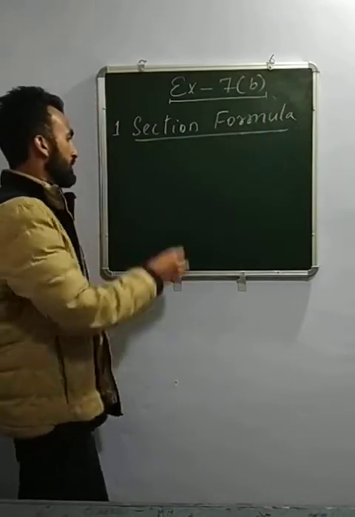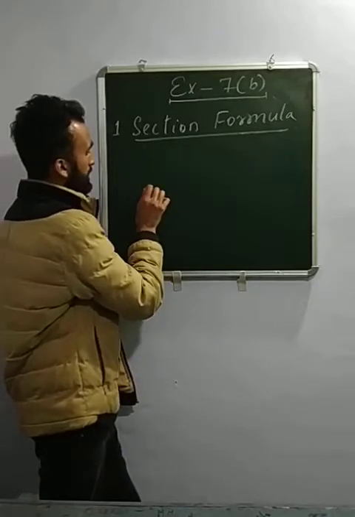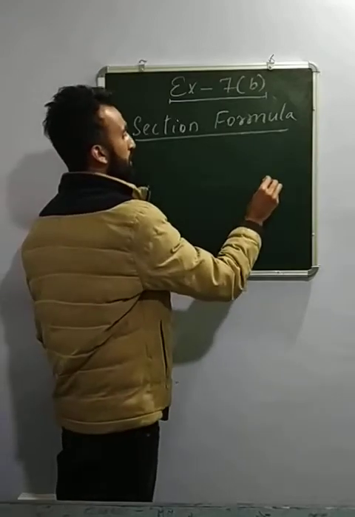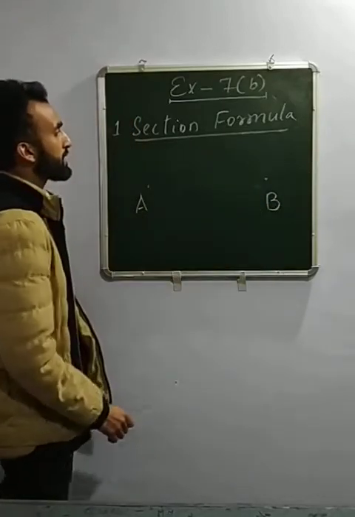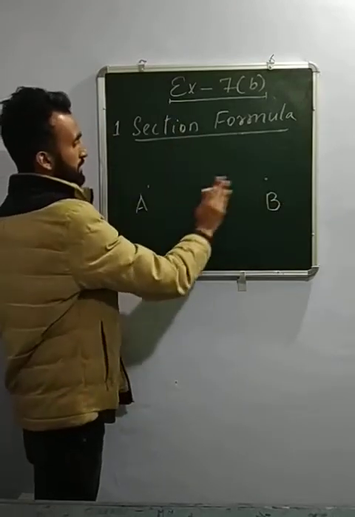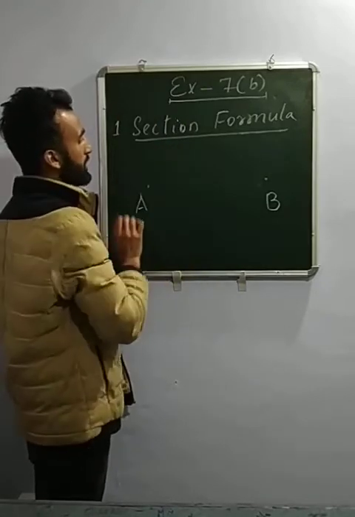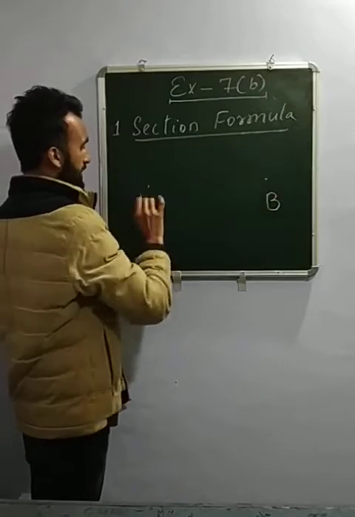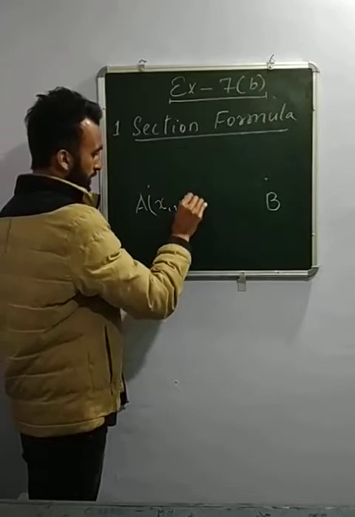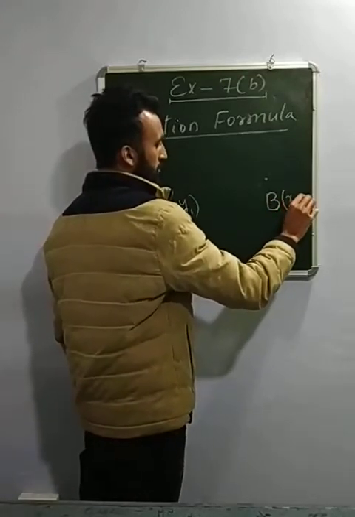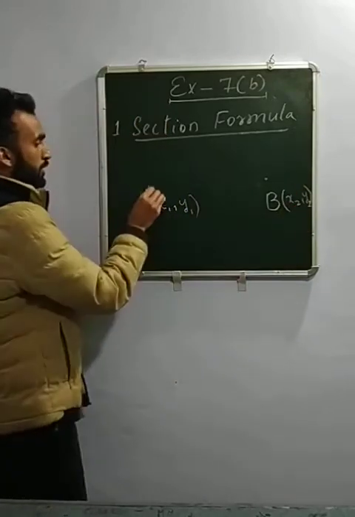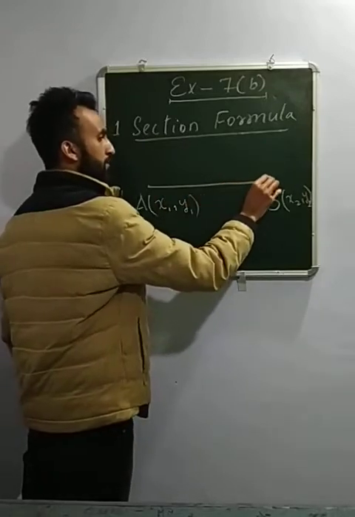Let's see. Suppose you have 2 points. Let's say one point is A and another point is B. Remember, we are doing this in the coordinate axis, that means the x-axis and y-axis. Just assume that I am doing it in the coordinate axis. The coordinates of A, let me take as x1, y1. The coordinates of B, let me take as x2, y2. When I join them up, it becomes a line segment.